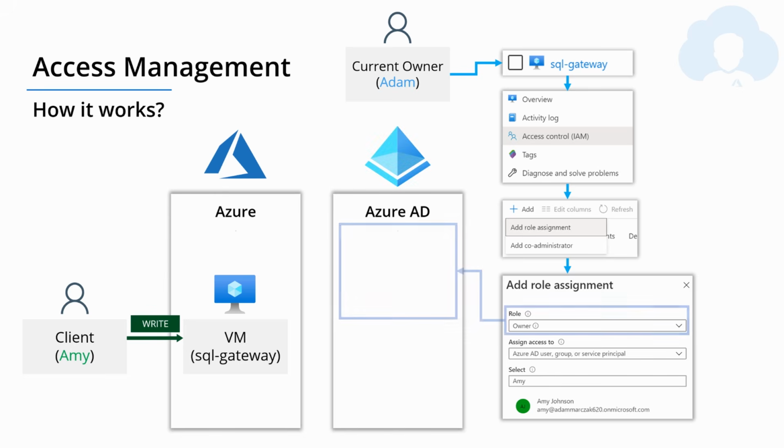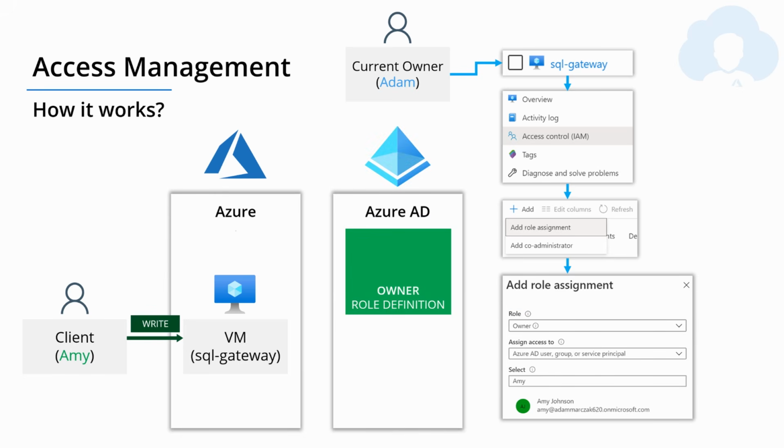First, a role. A role is then found in Azure AD. In this case, it's an owner role definition. This owner role definition has a set of privileges attached to it. But also, in order to create role assignment, Adam needs to select a user that this role will be assigned to. In this case, this will be Amy, which again will be found in Azure AD as a user object.